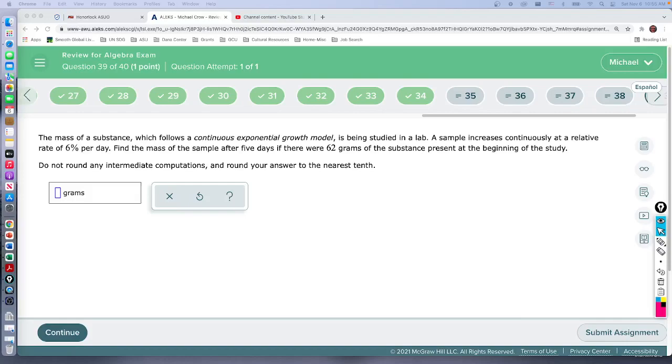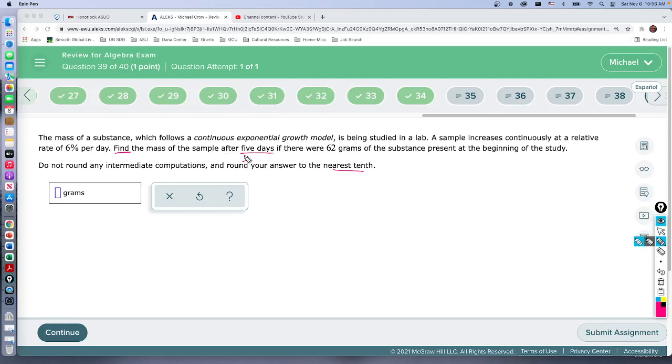Okay, 39, we have this word problem to deal with. Let's see, we want it to the nearest tenth. I sort of start at the end and read backwards. Let's look for the question. So find, this is the question, find the mass of the sample after 5 days.